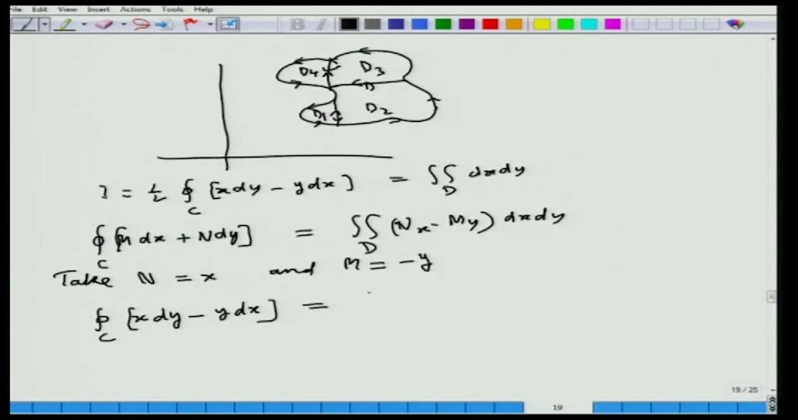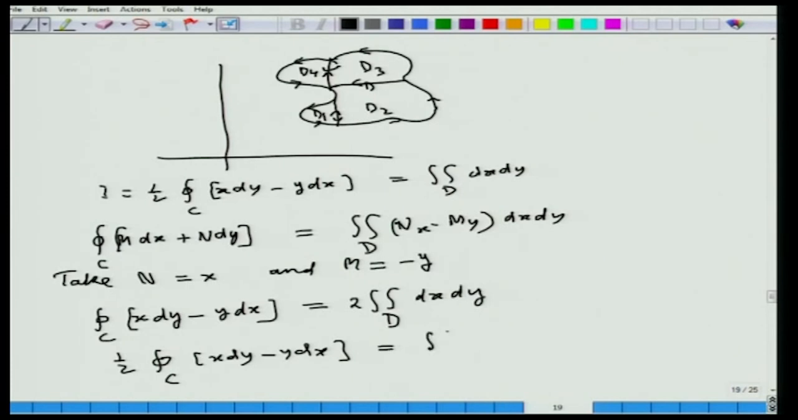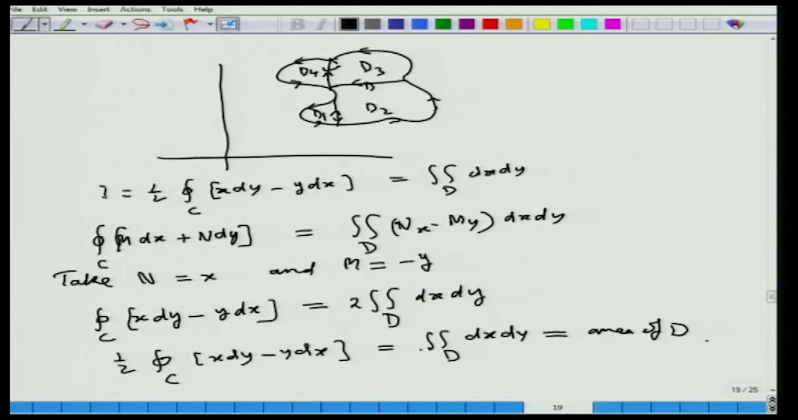So, this will be equal to the double integral over D, and N x becomes 1 here. So, you get twice dx dy. Taking this 2 here, we can see that half of this x dy minus y dx is actually the integral over D of dx dy, which gives us the area of D. So, that formula will be very convenient for the problem of optimization, for the problem of the calculus of variations where we have a double integral. We can reduce it by this to integration over a curve which is actually the boundary of that region.